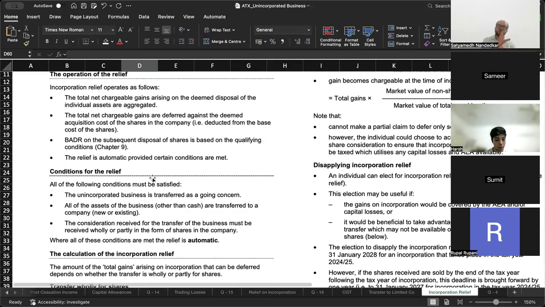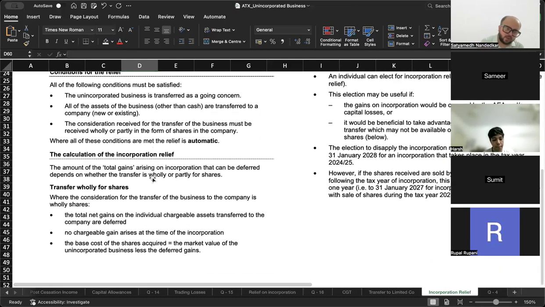Because they don't want to levy this extra capital gains tax on you, they give you the option of an incorporation relief. इसमें क्या होगा? Whatever capital gain that you calculate on the basis of the deemed sale consideration, that amount will be subtracted from the cost of acquisition of shares in the new company. Okay. अब कैसे कैलकुलेट होगा?